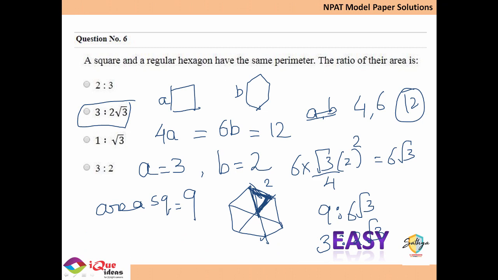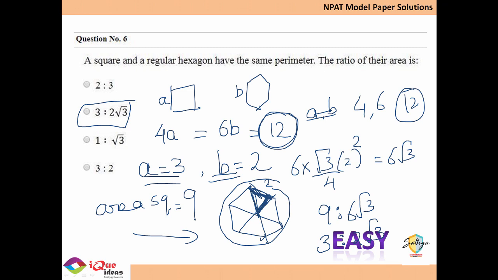This I will consider as an easy problem. The trick is to assume a value which gives you the sides and then finding out the further thing. Also, the funda to remember is area of a hexagon is nothing but 6 times the area of the equilateral triangle whose side is the same as the side of the hexagon.